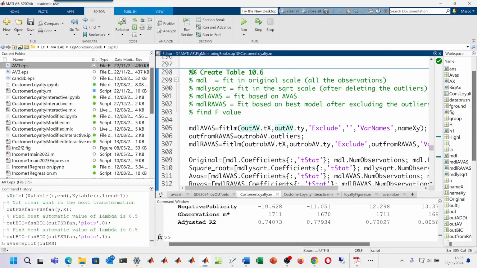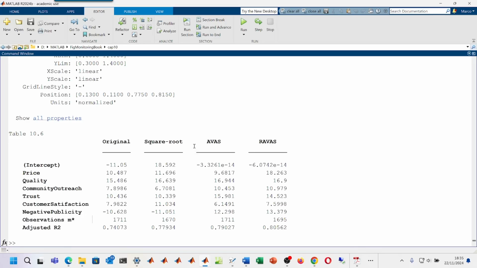Now we have our table 10.6, which compares the t-statistics in the original scale, in the square root scale, in the EVAS scale without any option, and then in the REVAS scale. We see that the adjusted R-squared goes from 0.74 to 0.78 for the square root, then to 0.79 for EVAS, up to 0.81 for REVAS.